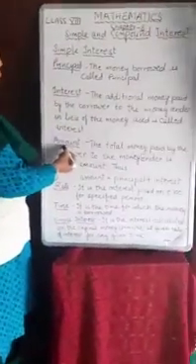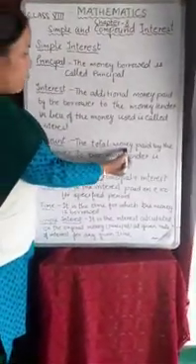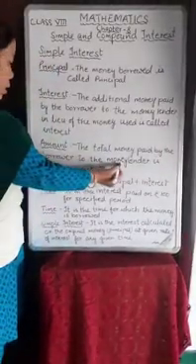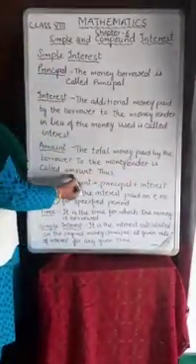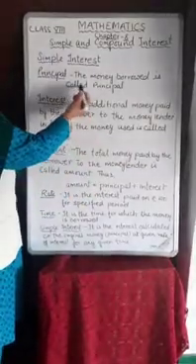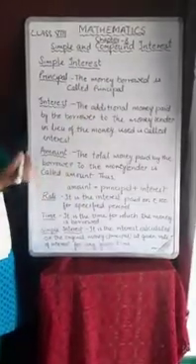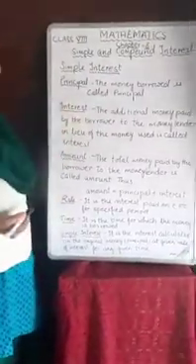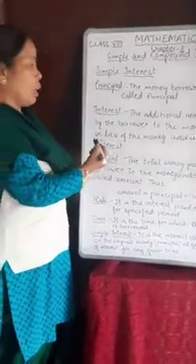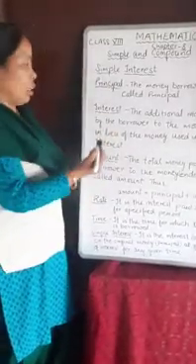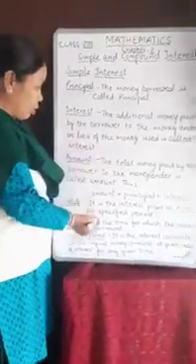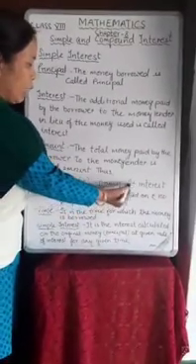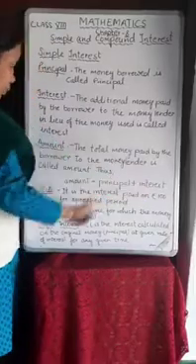Next is amount. The total money paid by the borrower to the money lender is called amount. Means whatever money I have borrowed from the money lender and whatever interest I have to pay in lieu of using his money, the total of that is called the amount. So amount is equal to principal, the money borrowed, plus interest.